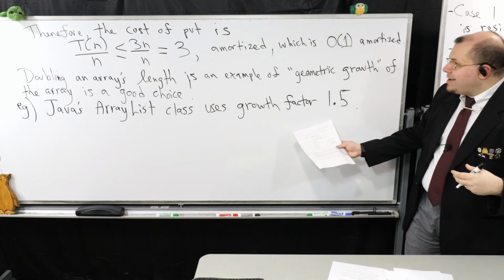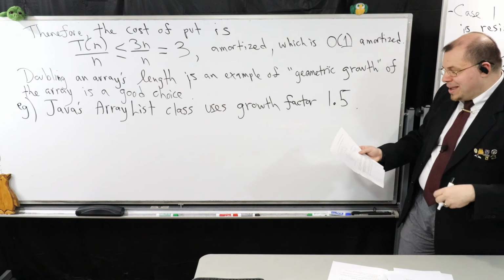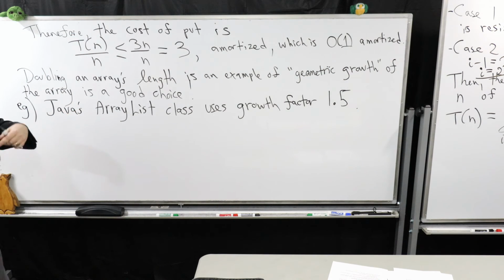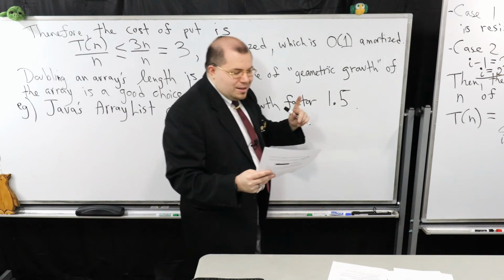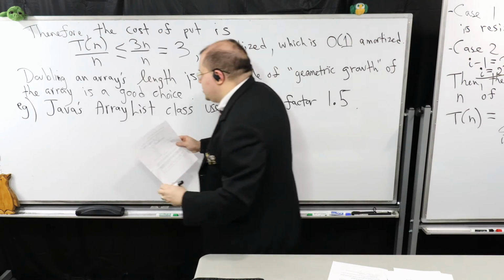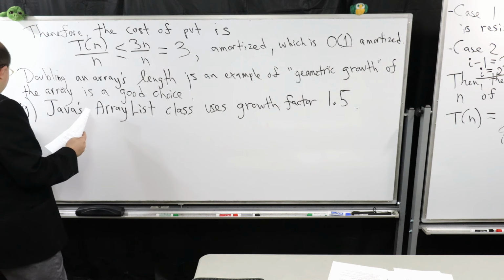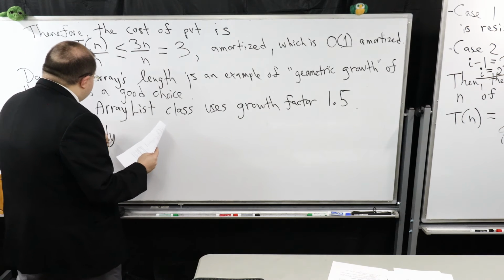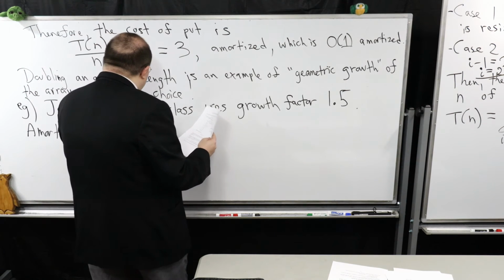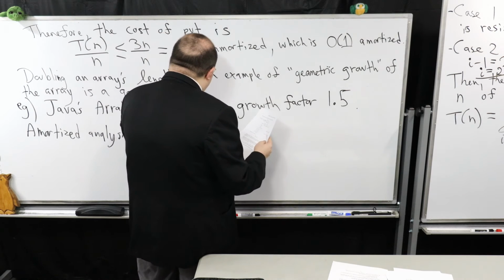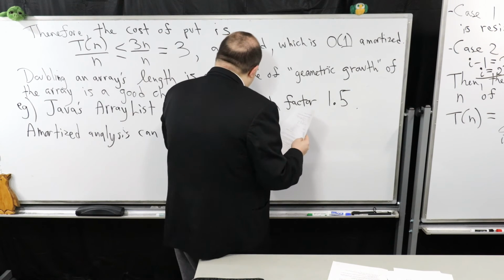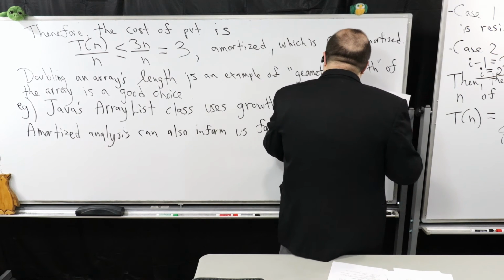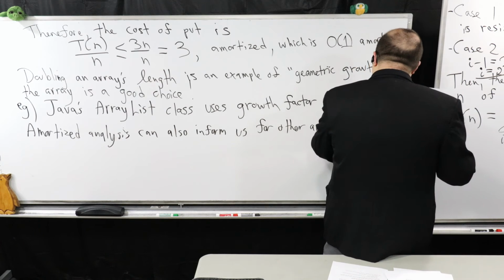And believe it or not, the amortized analysis will actually spell this out for you. So I've actually included this as an example of how you could take this analysis and easily tweak it to talk about other cases. So for example, amortized analysis can also inform us for other array resizing schemes.